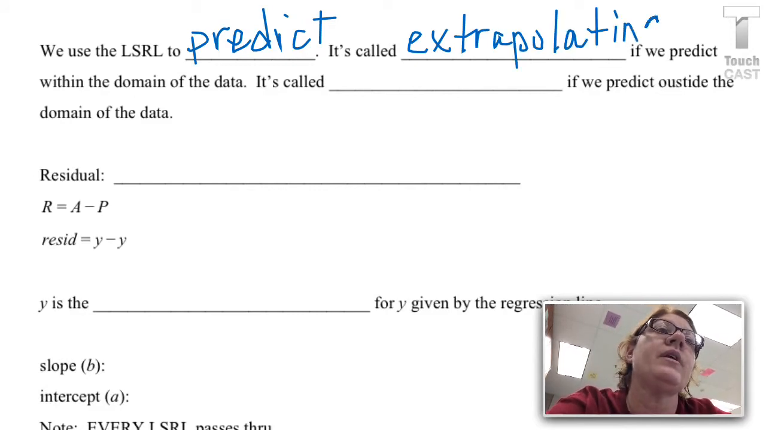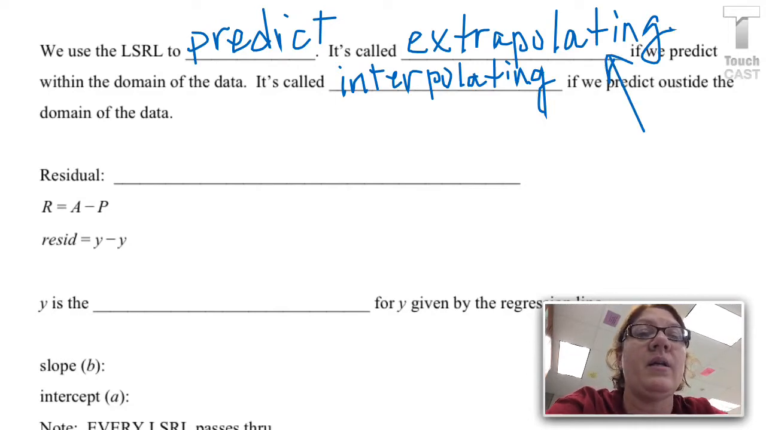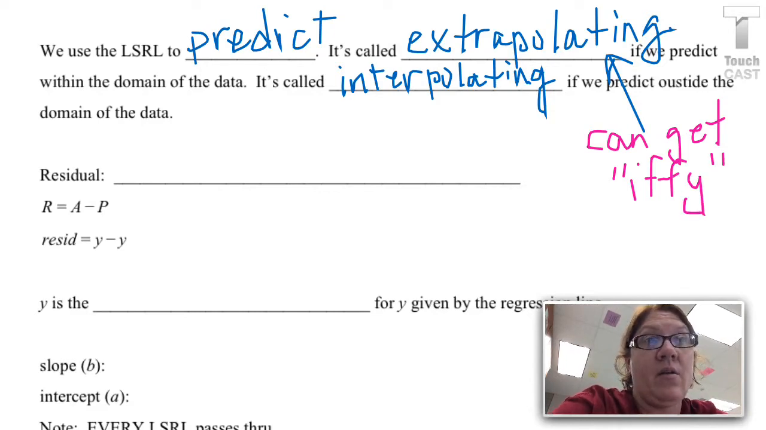And if we're predicting with an X value that's inside the domain, it's called interpolating. And interpolating is always fine. Extrapolating can get iffy dependent upon how far out that X value is from the domain. And you'll see sometimes it doesn't make sense. When we use X values, we come up with answers that we say, that just seems ridiculous. And the reason is because we're extrapolating.